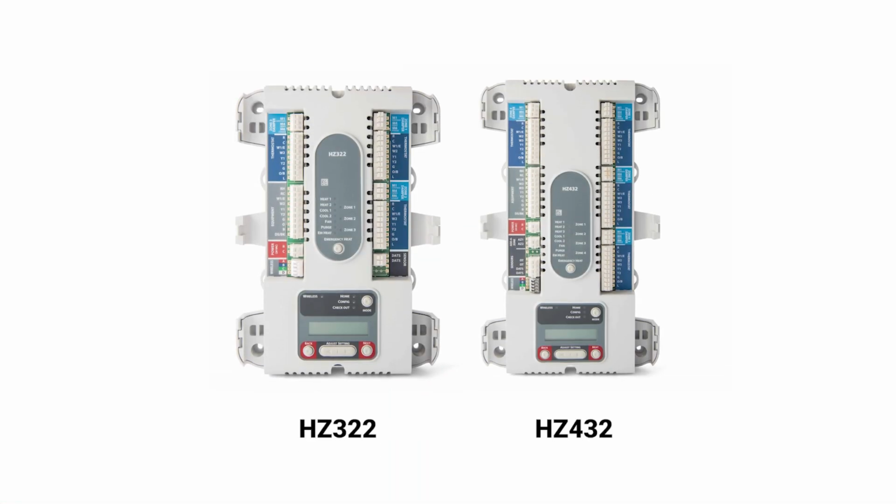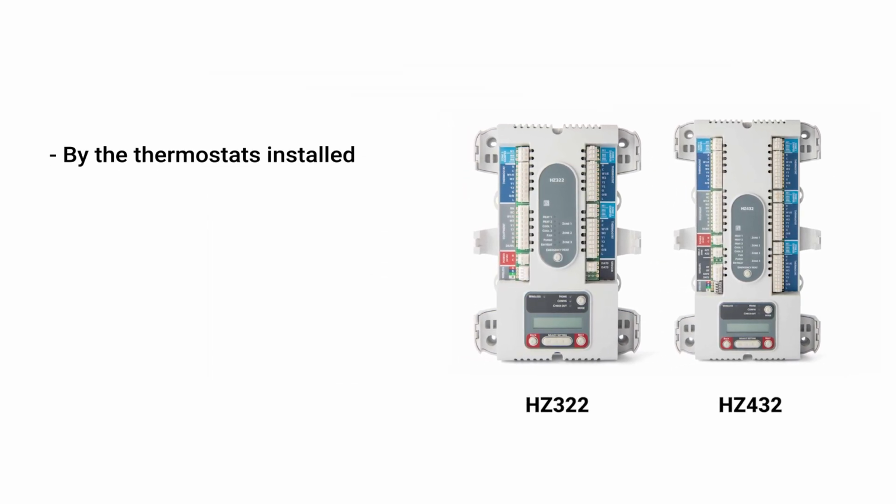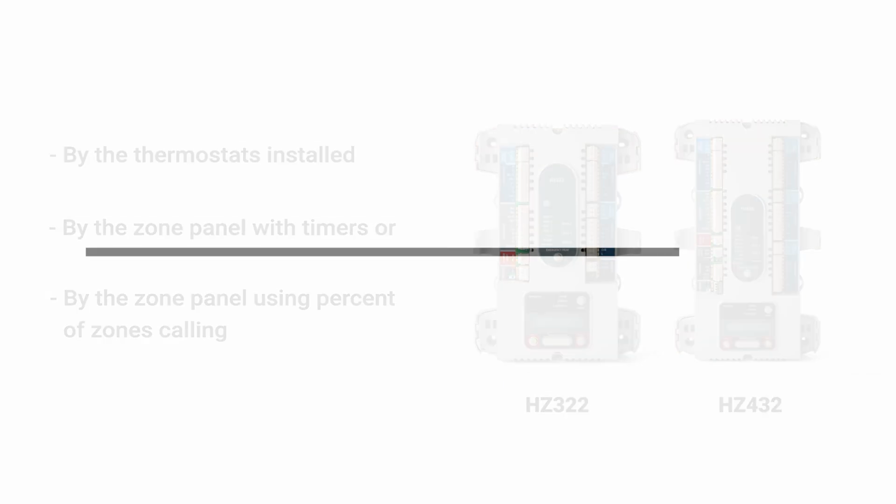When working with zoning systems that control multi-stage HVAC equipment, it's essential to ensure the staging logic used is consistent. When zoning a multi-stage system with an HZ322 or HZ432 zone panel, you have three options for controlling the equipment staging: by the thermostats installed, by the zone panel with timers, or by the zone panel using percent of zones calling.